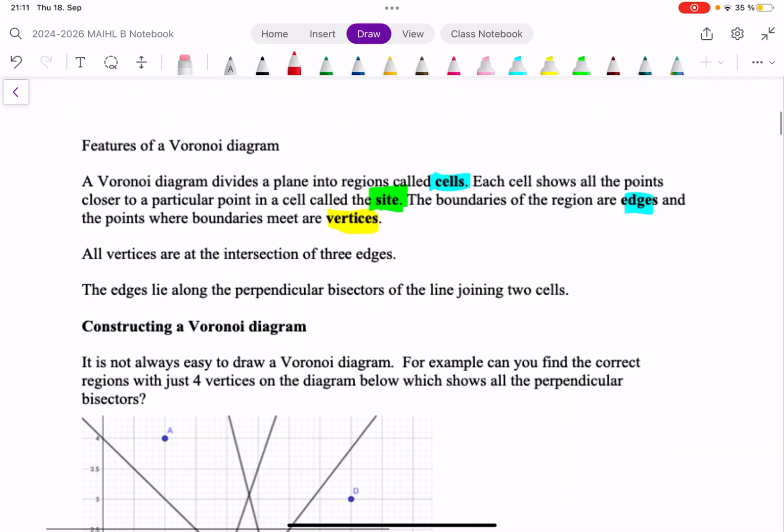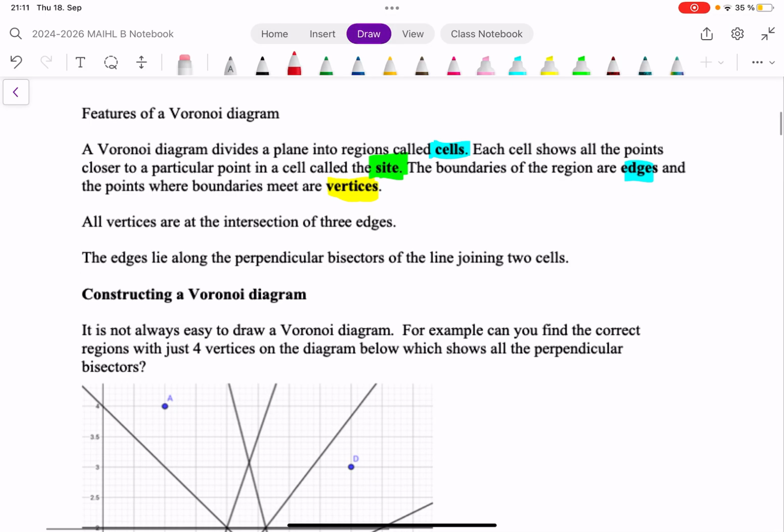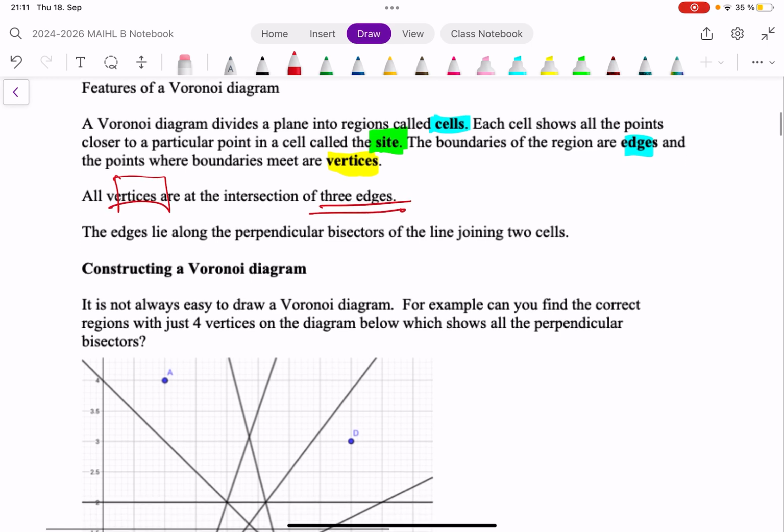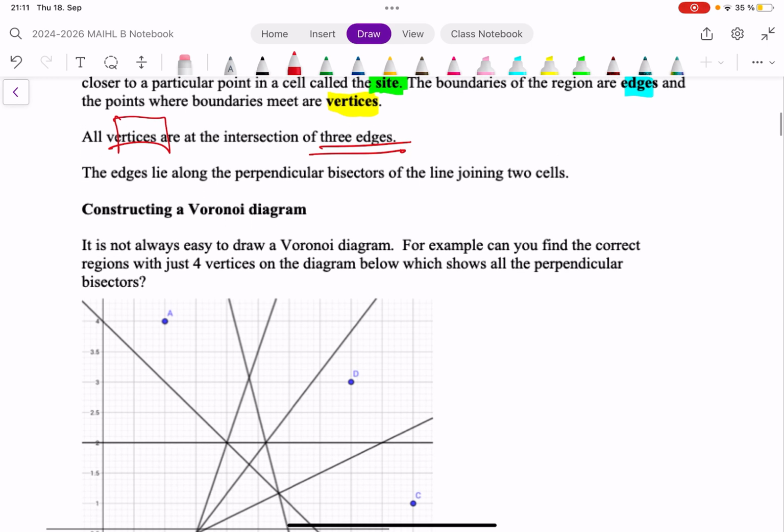Right, so we have these words to be able to talk about the vocabulary that goes around these diagrams. Here it says all vertices are at the intersection of 3 edges. So where 3 edges meet makes a vertex, and there could be more than one in an image. The edges lie along the perpendicular bisectors of the line joining 2 cells.